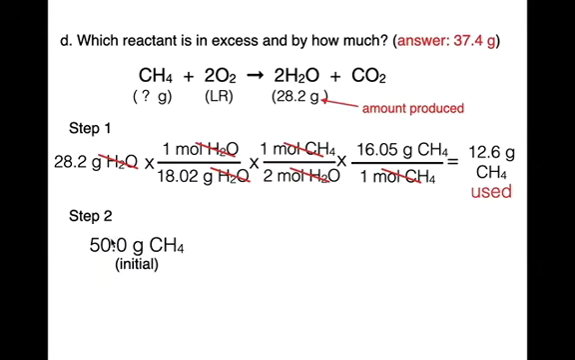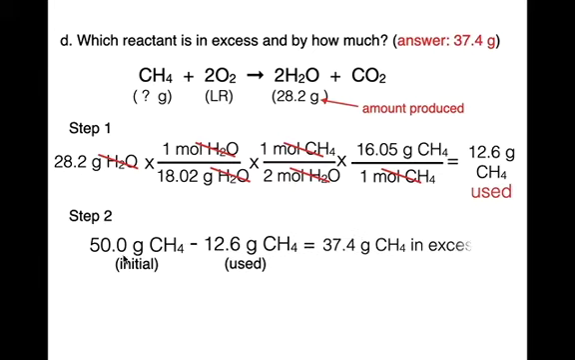You simply look back to the very beginning of the problem, problem B. We had 50 grams of methane. And we just calculated that of that 50 grams, we used 12.6 grams. So all we need to do is to subtract that from the amount that we started with. So we have 37.4 grams of methane left over, or what we say is in excess.